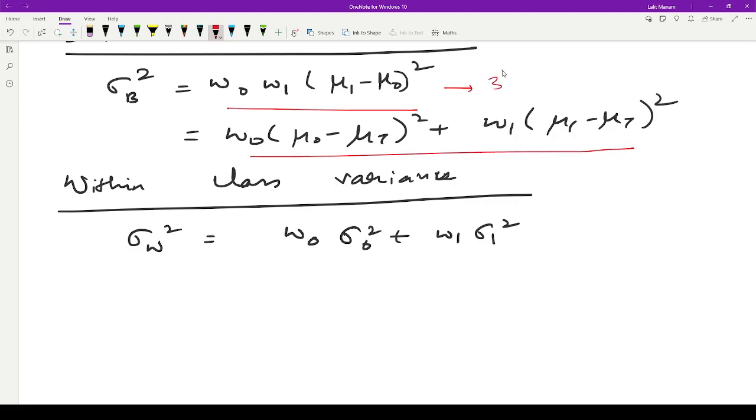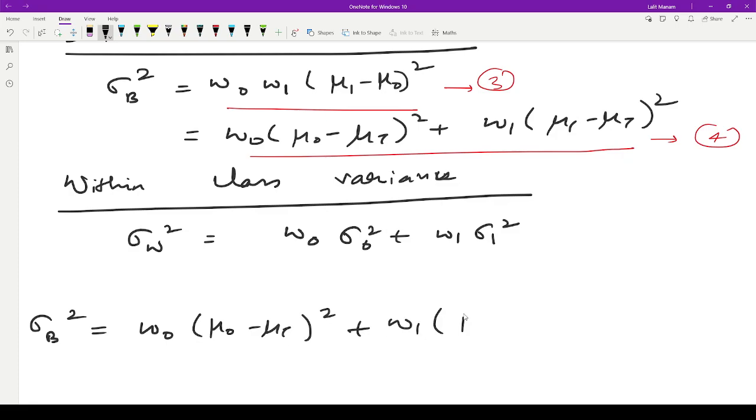So let me write this as number 3 and this as number 4. So sigma b square, I'll use number 4 first: omega naught into mu naught minus mu t whole square plus omega 1 into mu1 minus mu t whole square. So what is the expression for mu t that we got?